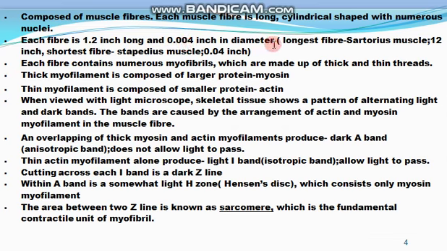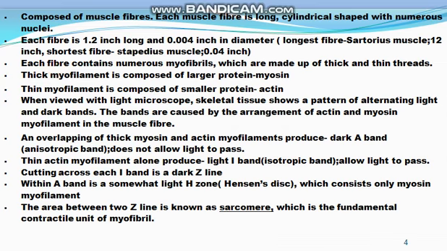So this is the longest fiber, and the longest fiber is the sartorius muscle, 12 inches long, and the shortest fiber is the stapedius muscle, which is 0.04 inch long. So this is the dimension of the muscle fiber of the skeletal tissue, and each muscle fiber contains numerous myofibrils.